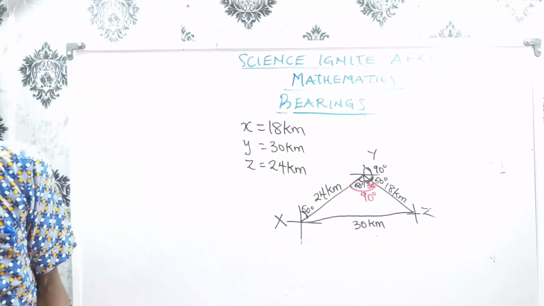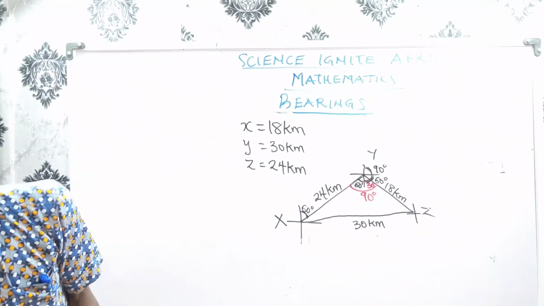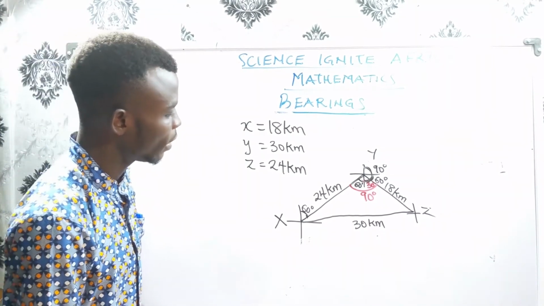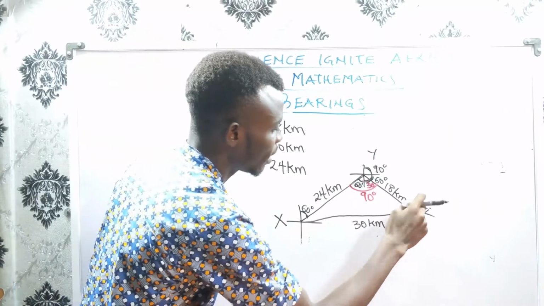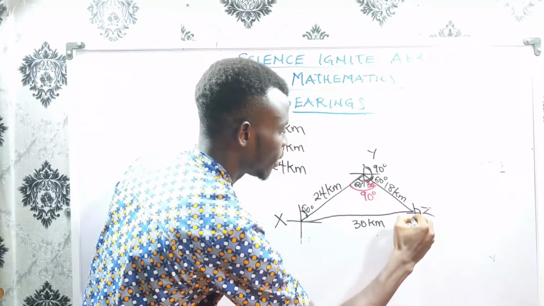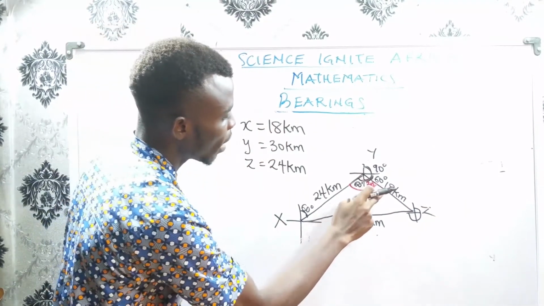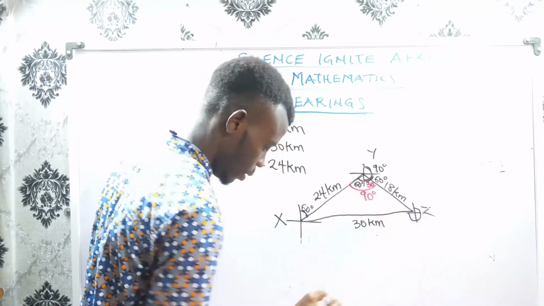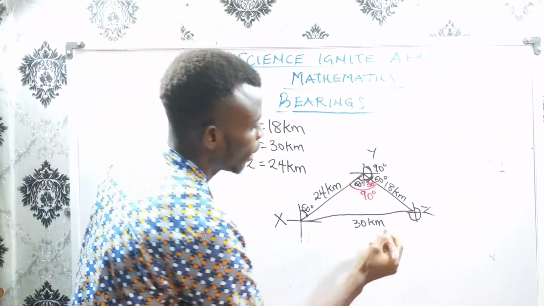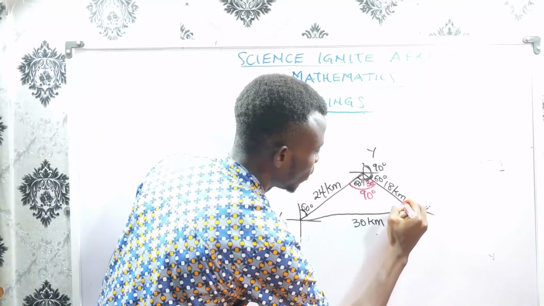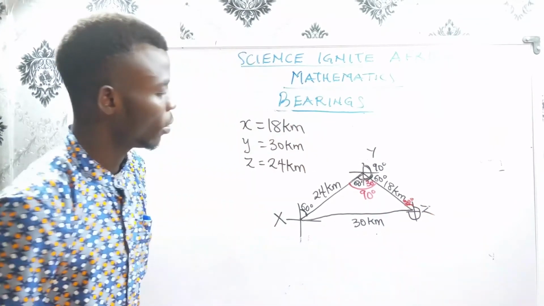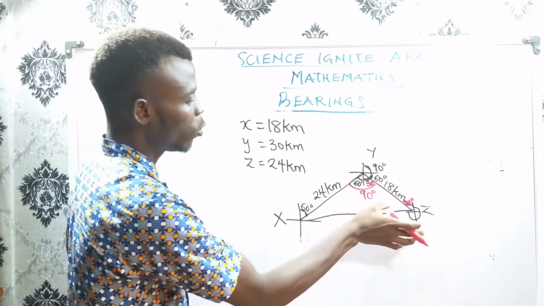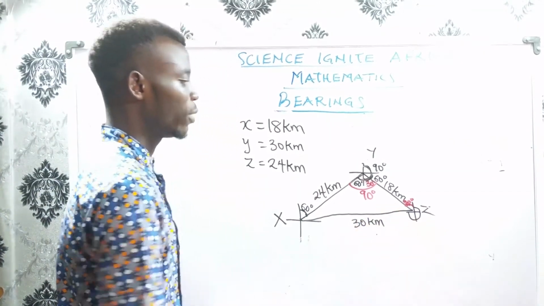Now, the third part of the question: calculate the bearing of x from z. That means we ought to calculate this. And coming back here is 30. So for here to be 30, here also will be 30 degrees. But firstly, let's look for what is z first.